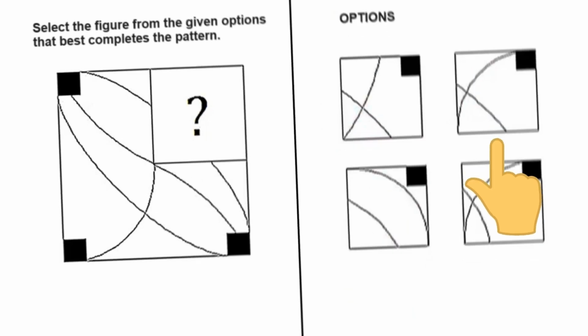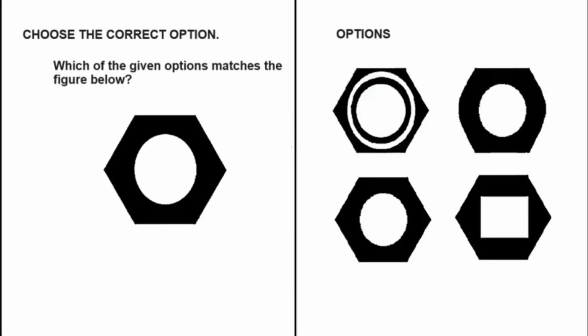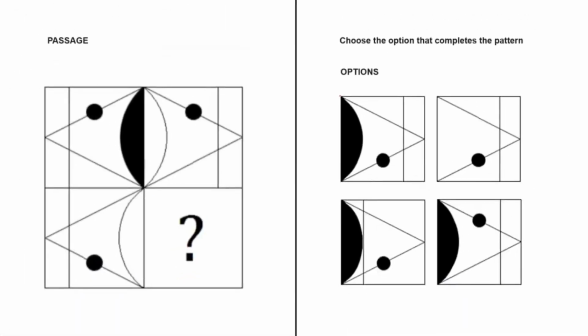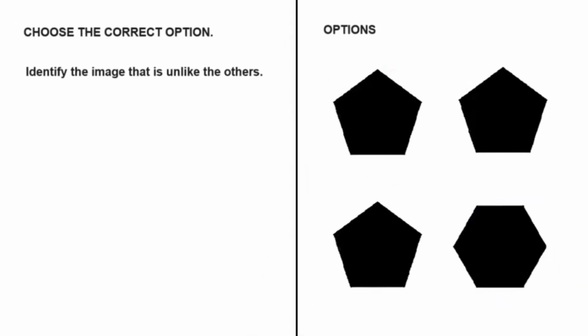Let's move on to our next question. Choose the correct option. Which of the given options matches the figure below? From this one, the answer is number 3. Our next one is, choose the option that completes the pattern. I guess the first one is the right option. Next one is, identify the image that is unlike the others. Answer should be the fourth one. Now let's move on to our next test format.